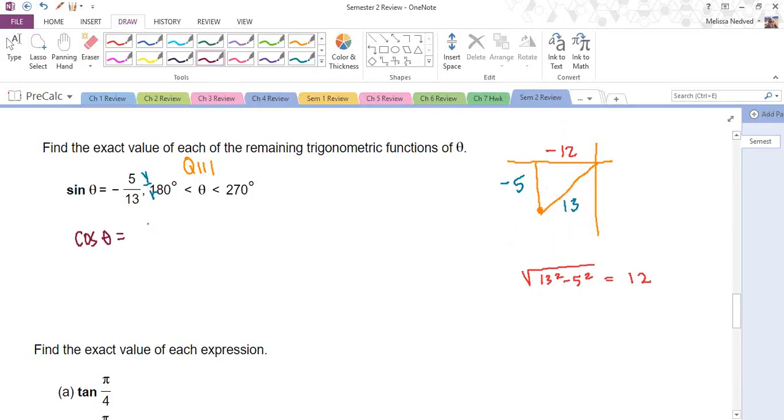Cosine of theta is x over r, so negative 12 over 13. Tangent of theta is y over x, negative 5 over negative 12. Negative divided by negative is positive, so 5/12.